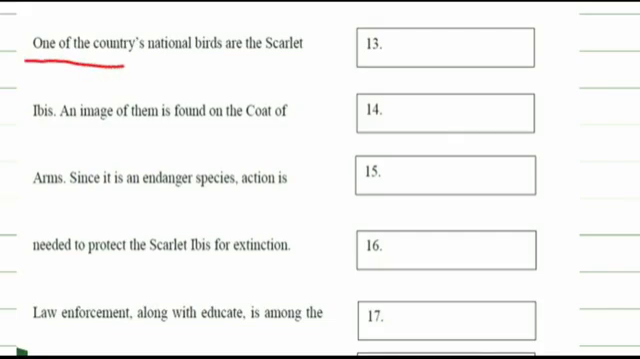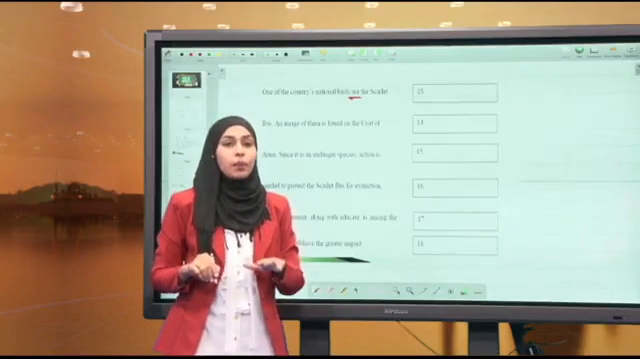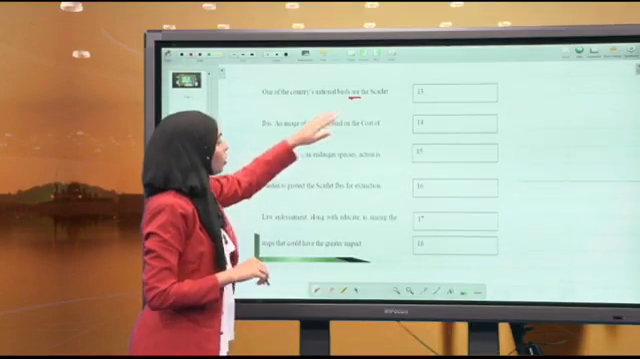One of the country's national birds are the scarlet. Now, at home, what are you thinking? What are you seeing? What do you think is your error? So one of the country's, so notice it's already started there with one. So one of the country's national birds are. If you underlined are, you are quite correct, and give yourself a little clap there. Are is actually our error.